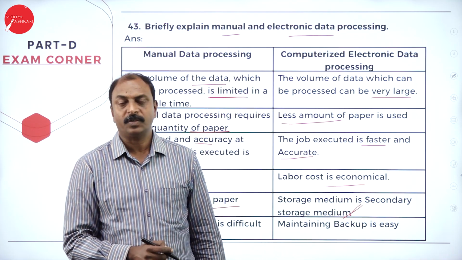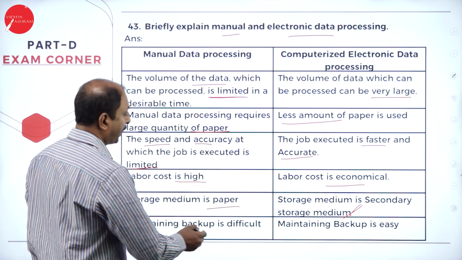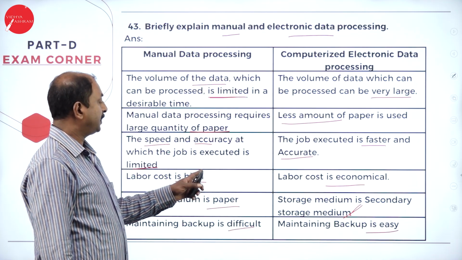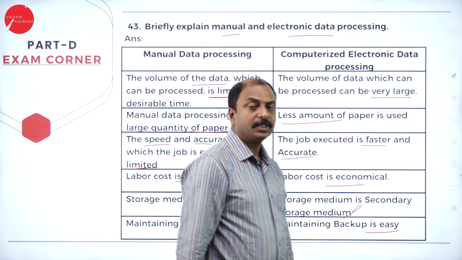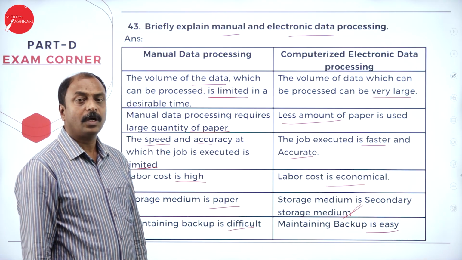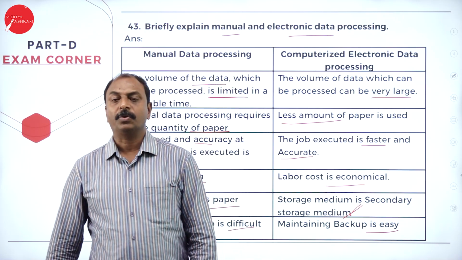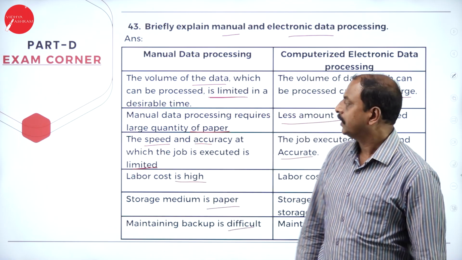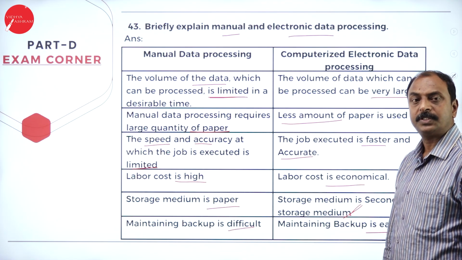So we can store the data in the form of hard disk or CD, DVD, and so on. Maintaining backup is difficult in manual processing, and here it is very easy. You know what is the life of a paper or data stored on paper, it may not last longer. The data stored on paper may not be available for a longer time. Compared to that, in a computerized data processing system, we store data in the form of secondary memory devices, so we can store the data for a long time. So these are all differences between manual and computerized data processing.